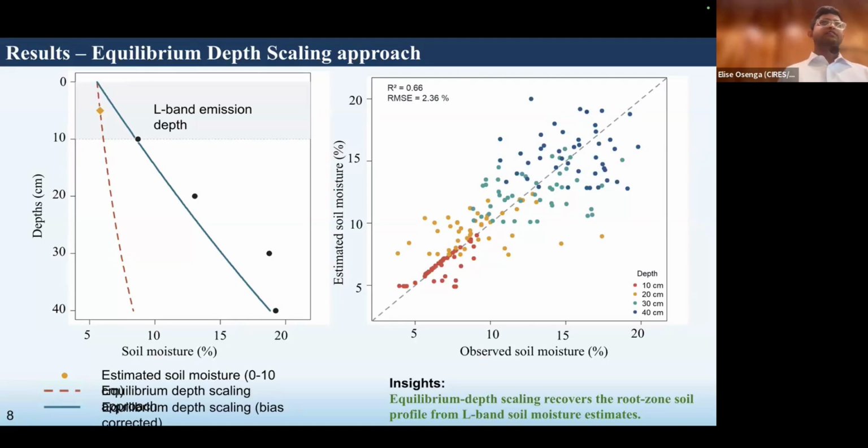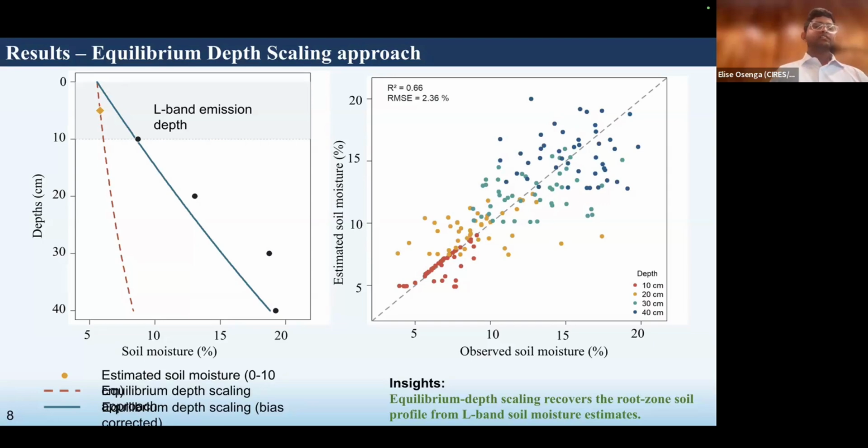And then we use the equilibrium depth scaling approach. Here we are using a concept called hydrostatic equilibrium condition, and we used suction head at the water table. With that condition, suction head at the water table is 0, and then in inverting or optimizing the Van Genuchten model, we converted this 5 centimeter to 10, 20, 30, 40 centimeter depth. The orange dotted line indicates the equilibrium depth scaling function which we developed.